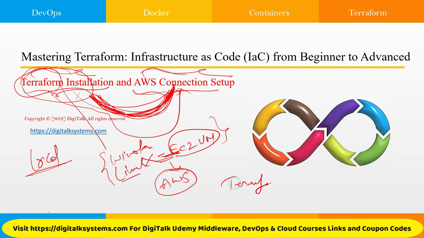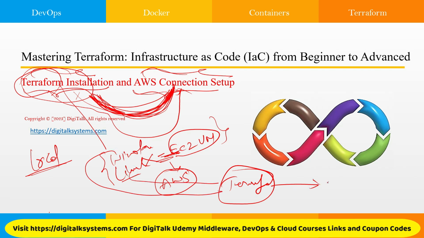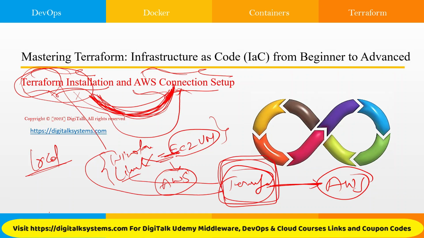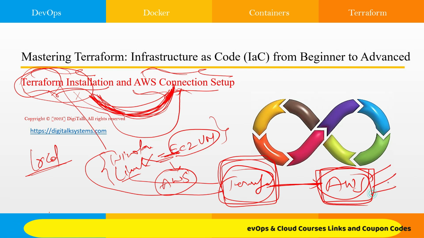So this is your Terraform, which you have installed maybe on some Windows machine or some Linux machine, and it is going to connect with the AWS account. We need to set up the connection between them. The first part of this session is about installation of Terraform, which is very straightforward and simple. Then we will see how we can set up the connection with AWS. We have multiple ways for AWS authentication setup, and I will explain each and every one.